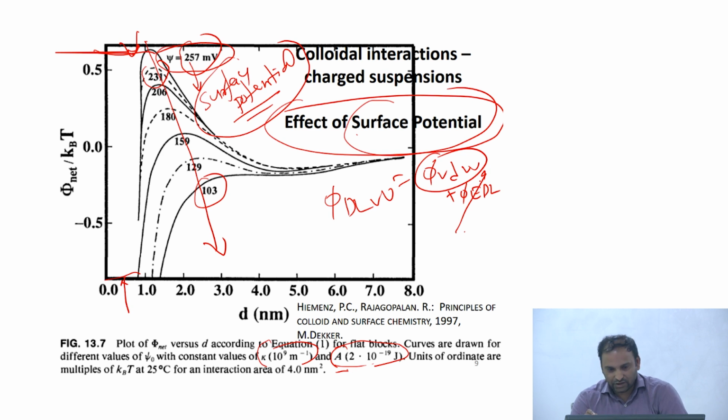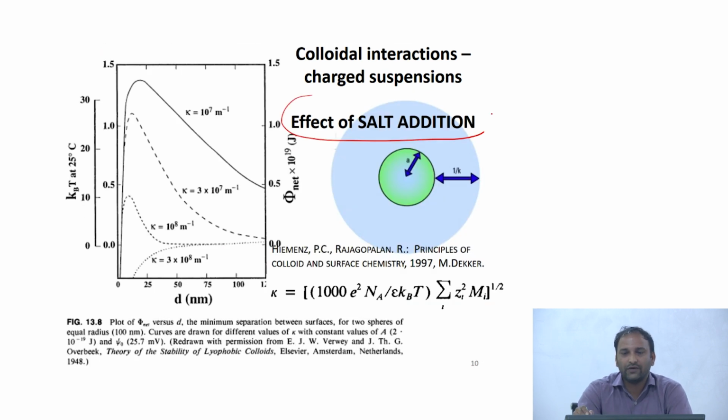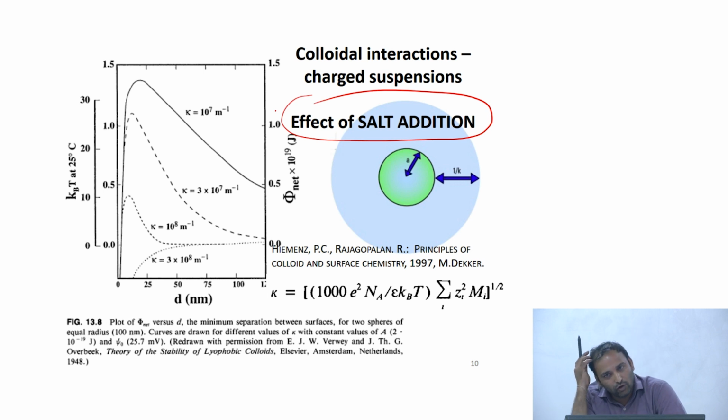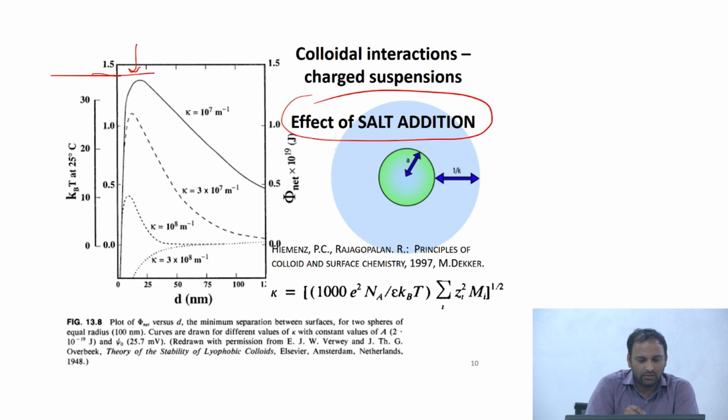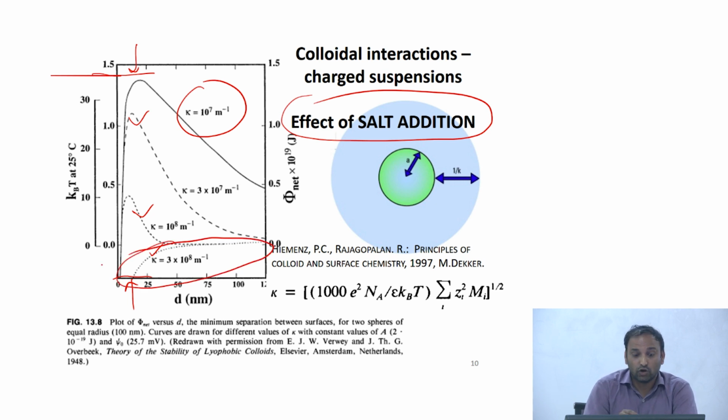The third way of doing this would be by the addition of salt, which is what I said is most commonly followed in practice. Again, this is the energy barrier, with a certain salt concentration corresponding to a certain value of kappa. By increasing the salt concentration, I'm reducing the barrier. At some point, the total potential becomes completely attractive. That's because here my phi van der Waals is kept constant, and I'm reducing the electrical double layer interactions by changing the salt concentration.